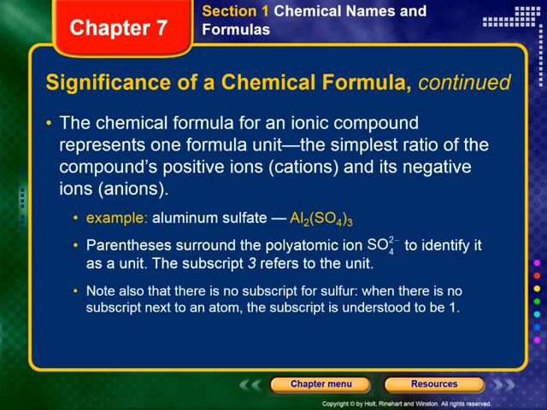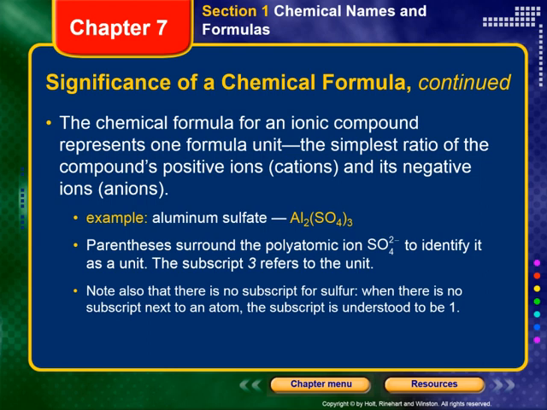The chemical formula for an ionic compound represents one formula unit because it's not a molecule, right? It's not covalently bonded, it's ionically bonded, and we have this almost infinitely repeating crystal lattice, and so the formula unit is used. The formula unit, remember, is the simplest ratio of a compound's positive ions, also known as cations, and its negative ions, also known as anions.